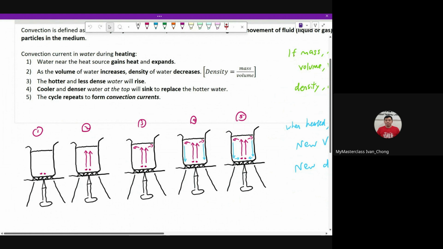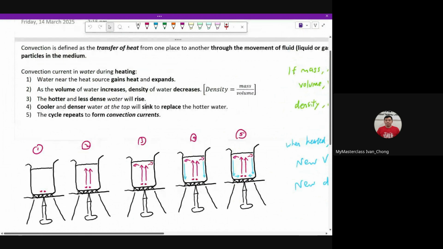So first thing, you have a Bunsen burner and a beaker sitting on top of a tripod over here. So what happens? You first gain heat and you expand. Now in part two, as volume increases, density decreases. So your hot and less dense water will rise up. Once you hit the top, there's a ceiling, right? So they actually move to the side. So cooler and denser water at the top will actually sink directly downwards to replace your hot water. And because they will curve back to the middle, they will gain heat over here, and the cycle repeats to form convection current.